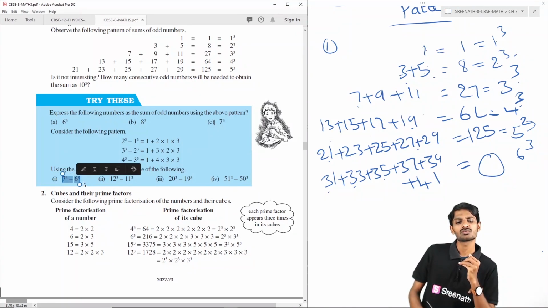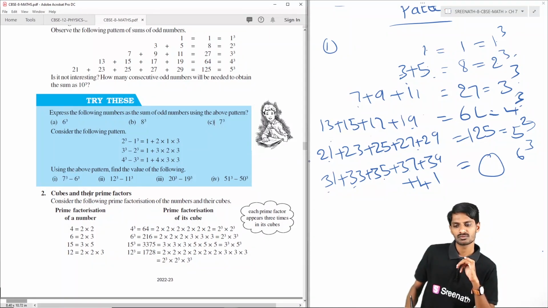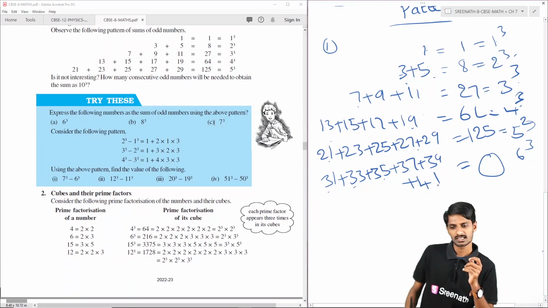It is so simple. How to find 7 cube minus 6 cube? So simple, students. If you do this, and if you do this, you will know the value, and you will have the next value also. You can simply subtract these values.